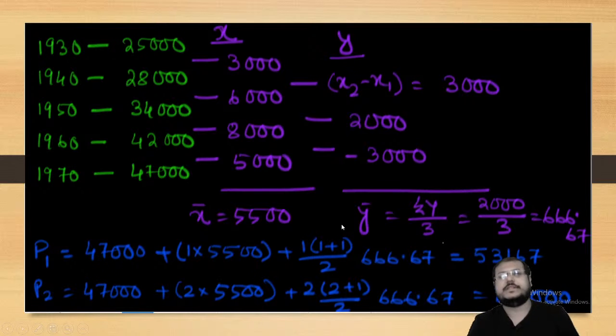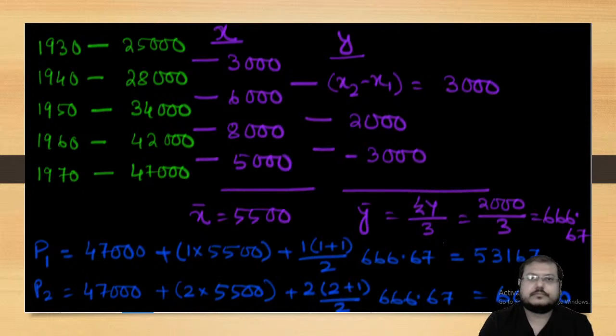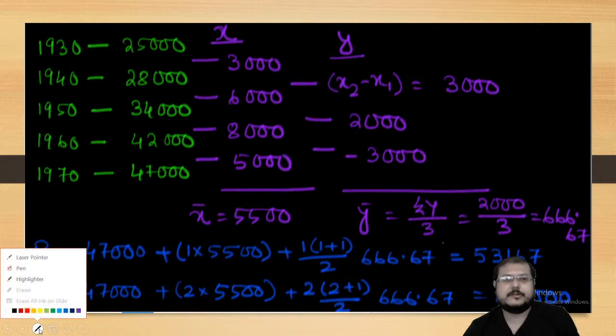Okay, fair enough. Now see, first we need to find out the x values. What is the process to find out the x values? That we know already. x is nothing but P2 minus P1, and estimated here: 3,000, 6,000, 8,000, 5,000, everything is estimated.